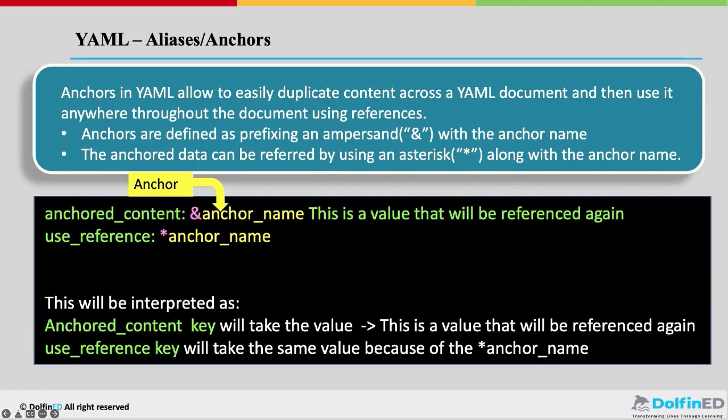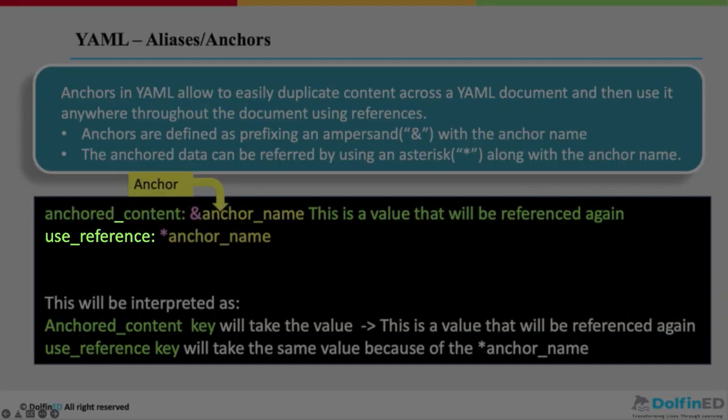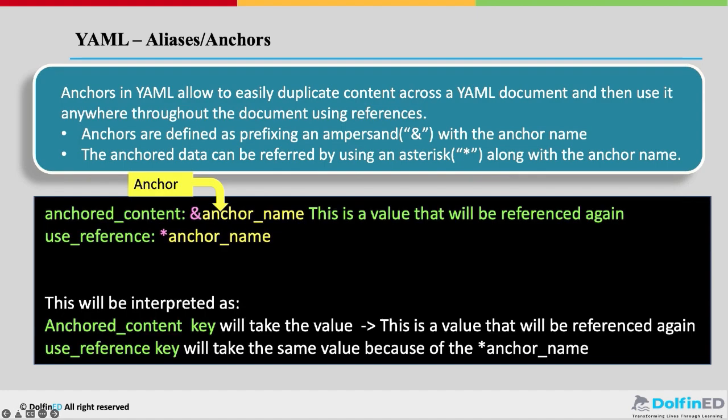Then whenever you need to reference it, you need to have the second key that will reference the value and the colon, and then space, and then an asterisk, and then you use the same name that you have used here. By doing this, this key is going to be assigned the same sentence. Let's go ahead into the YAML viewer and find out if this is what happens.